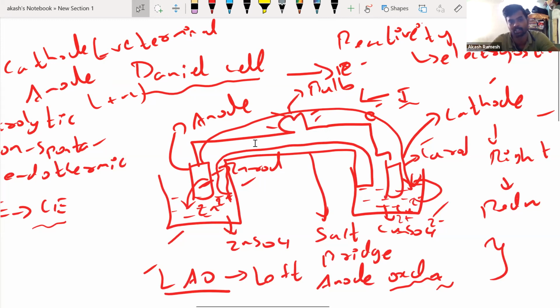No, current and electron are not different things. This is going to be the opposite direction. So through the wire I have the electron flow. Obviously in the same wire I'll have current flow, but in the opposite direction. Salt bridge has a different function. I'll tell you what the use of the salt bridge is.